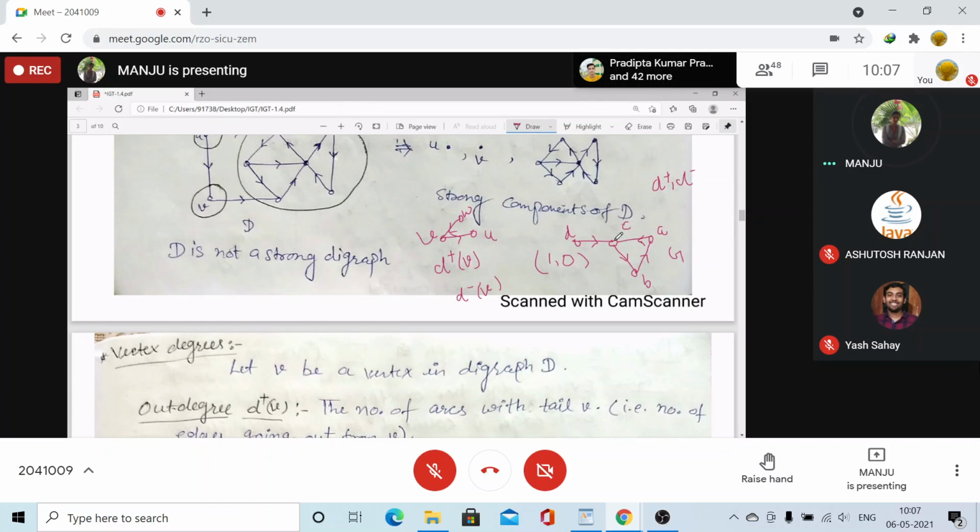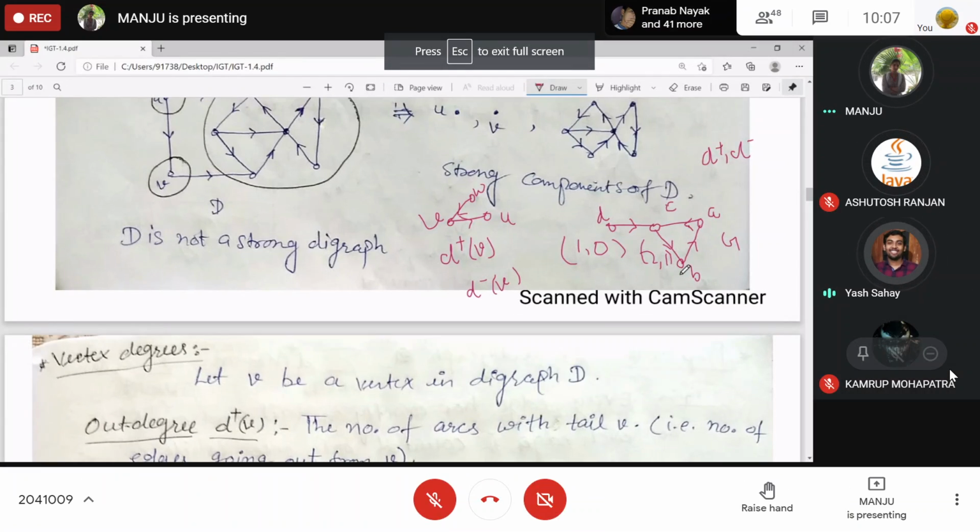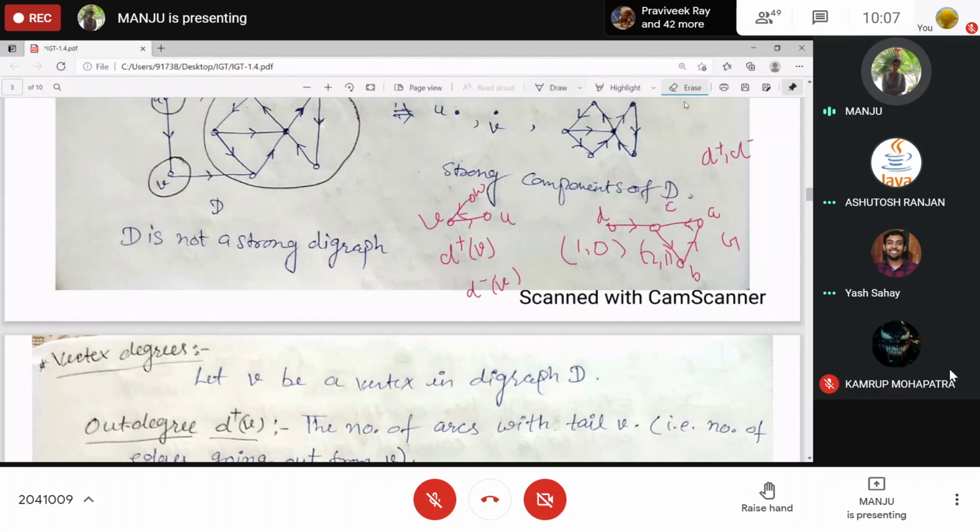What about C? Out degree is 1, in degree is 2. There are two edges coming towards the vertex, coming in, and going out 1. So B, we have 1, 1, and A again 1, 1. Right?